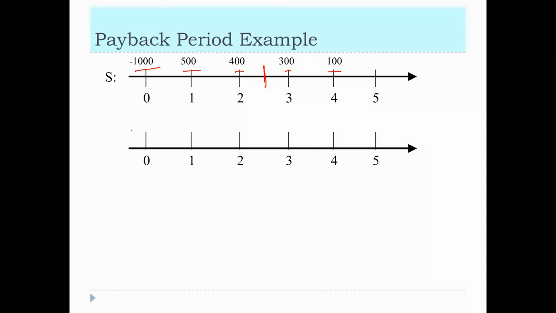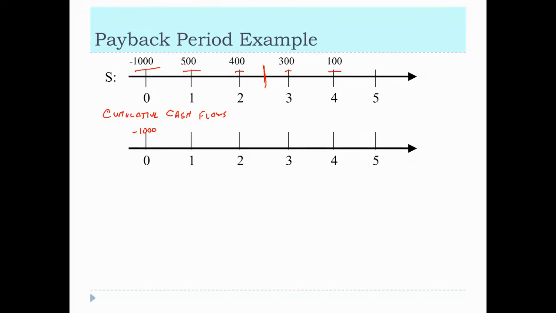Let's talk about that. I would usually start this by creating a second timeline, a parallel timeline with what you might call cumulative cash flows. That is to say, for each point in time, what's the total of all the cash flows that have happened prior to that point? Starting with time zero, when you make the investment, you will have spent $1,000. That's your cumulative cash flow at that point. You're out $1,000.